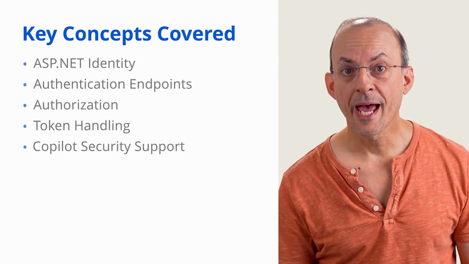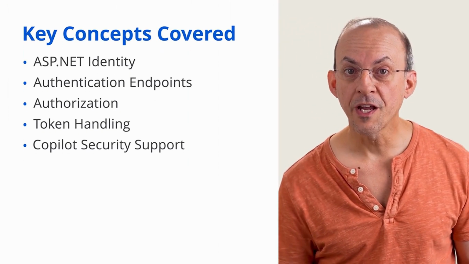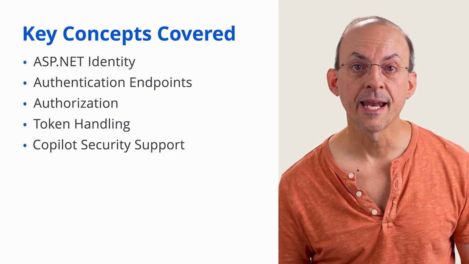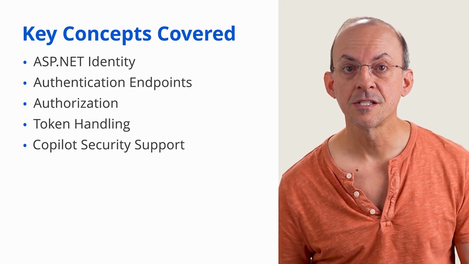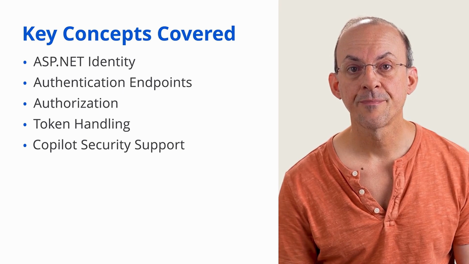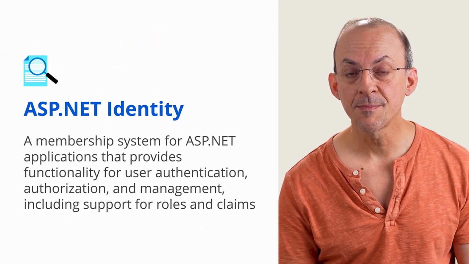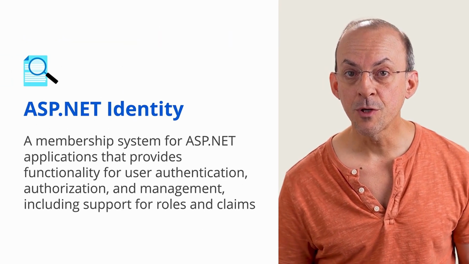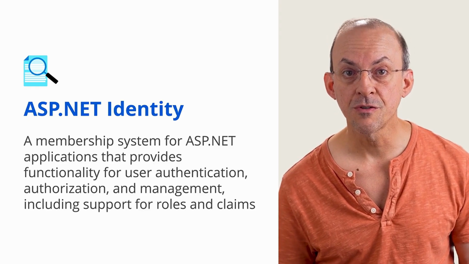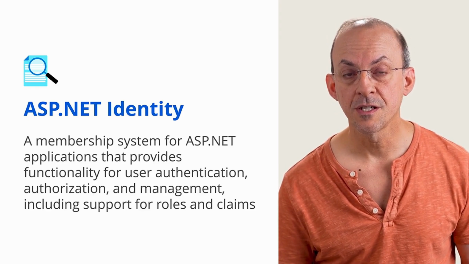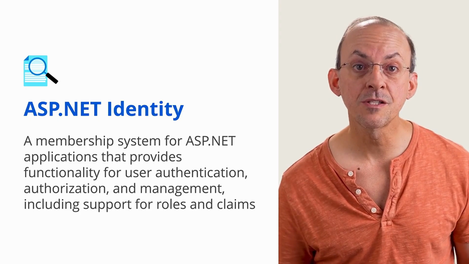These concepts control access across your app, so only the right users can view or change protected data. Together, they form a complete authentication and authorization system for your full stack project. You'll start by setting up ASP.NET Identity, which is a membership system for ASP.NET applications that provides functionality for user authentication, authorization, and management, including support for roles and claims.